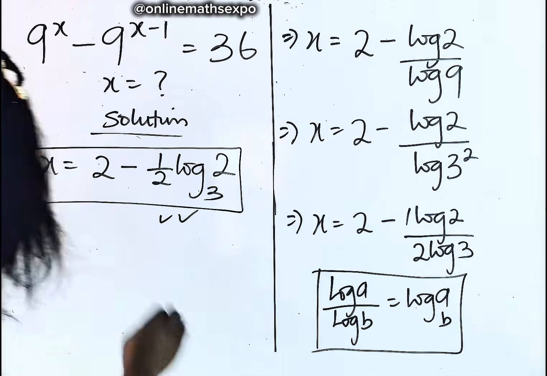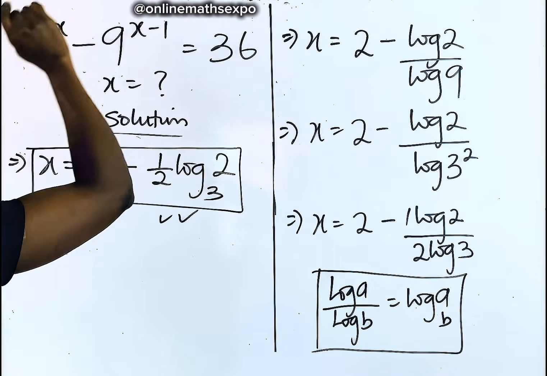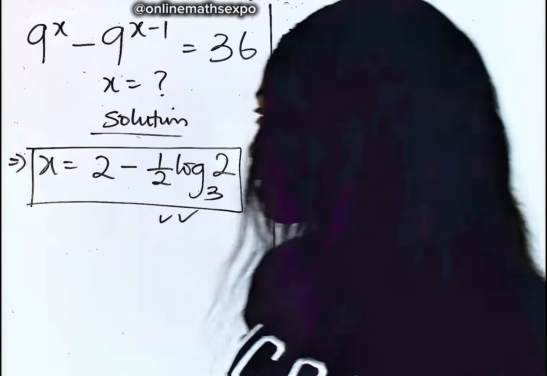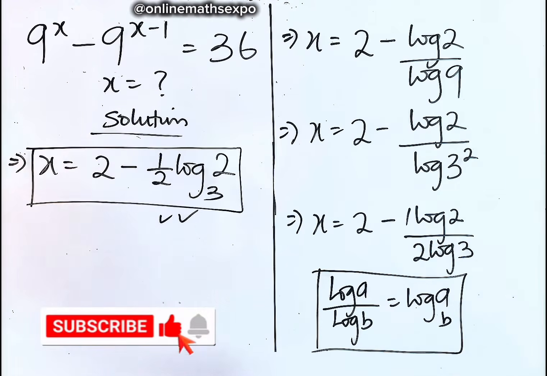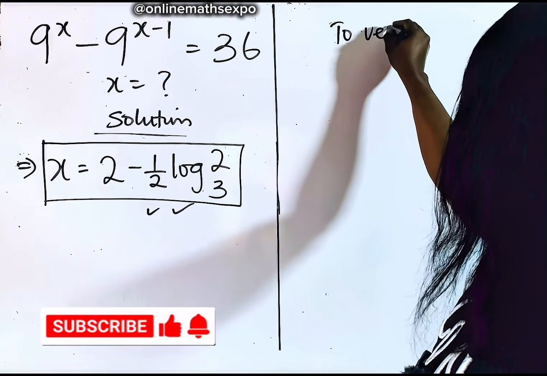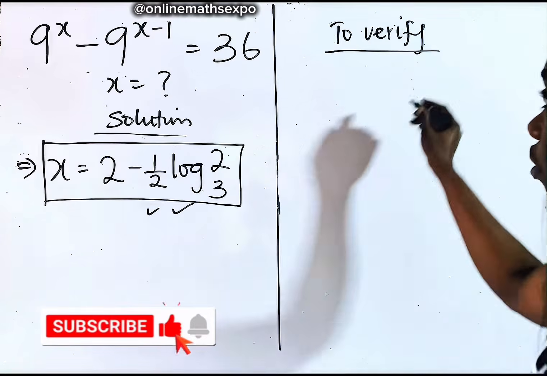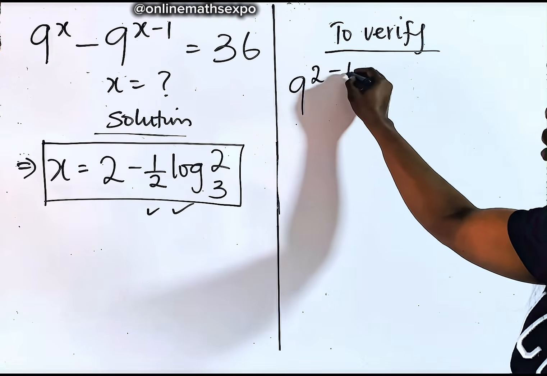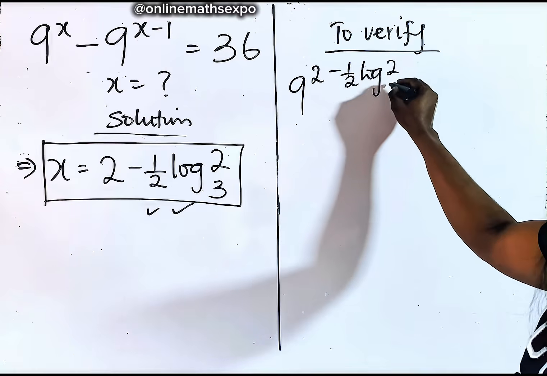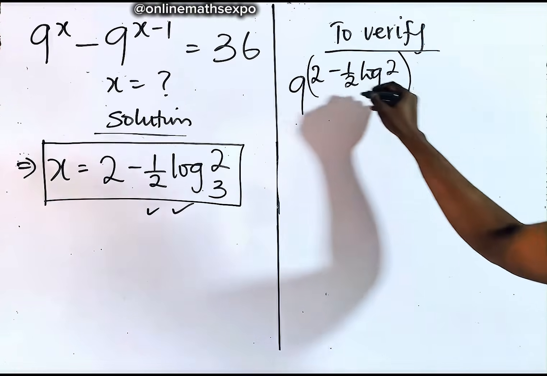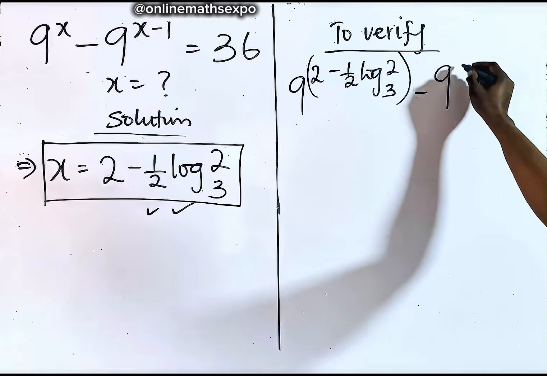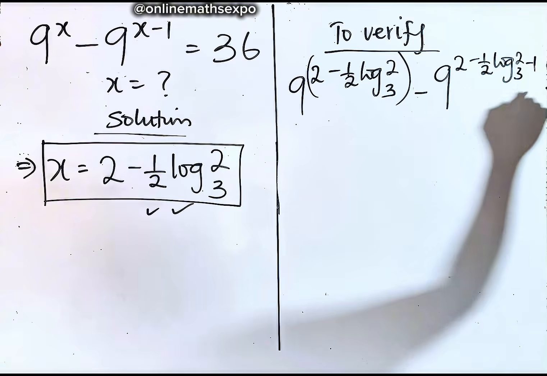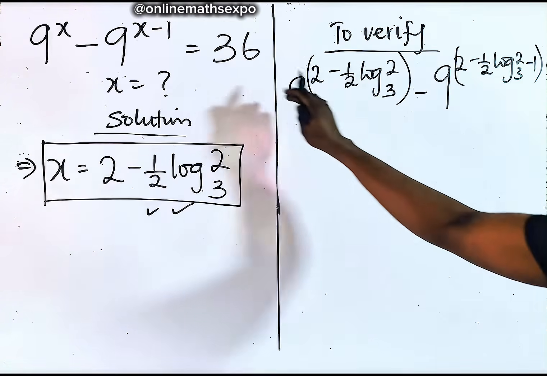Now we're going to plug this value of x on the left side to see if it gives us back 36. And that is the most interesting part I wouldn't want you to miss. So let's do that together. To verify, so we now have 9 to the power of x, where x is 2 minus half log 2 base 3, minus 9 to the power of 2 minus half log 2 base 3, then minus 1. Is this going to be equal to 36?